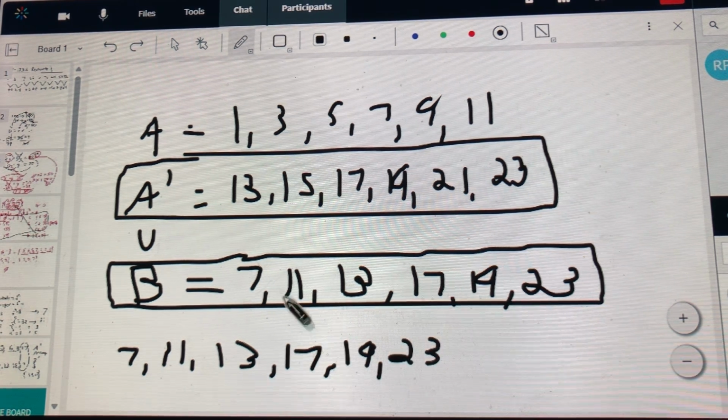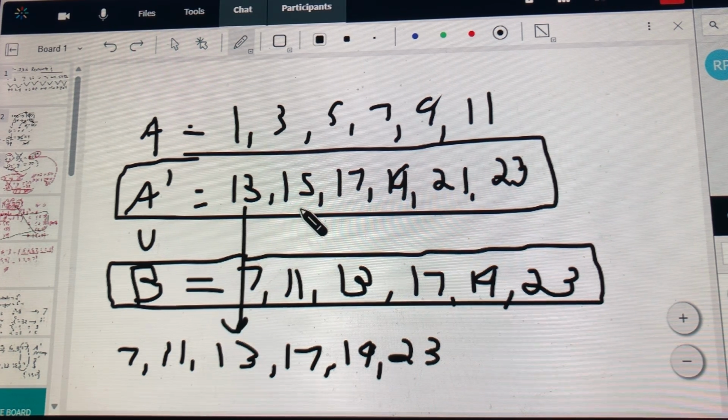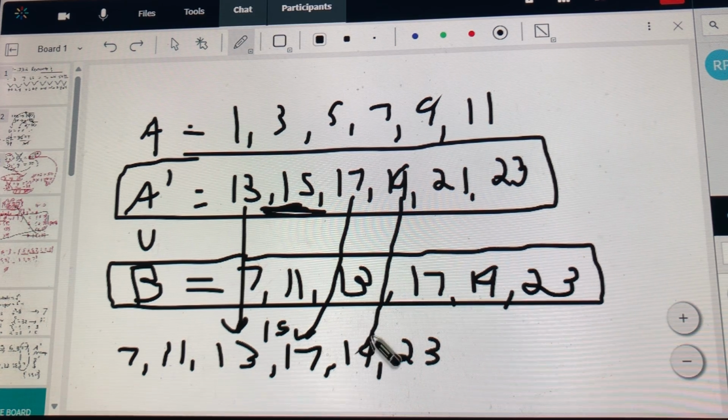Now go to the other set and grab stuff you don't have already. I already have a 13. I don't have a 15. So add that one in. I already got the 17. I already have the 19. I even have the 23, but I don't have the 21.